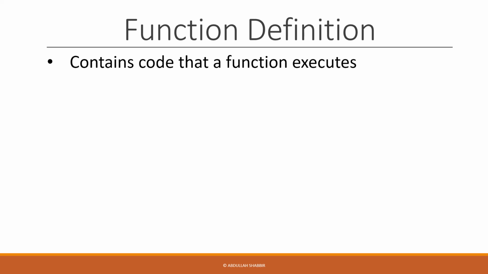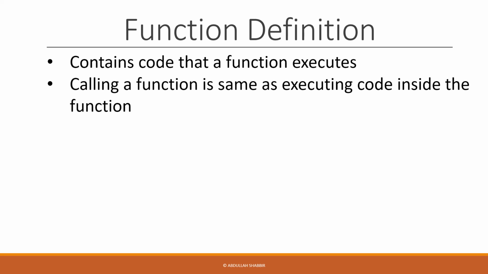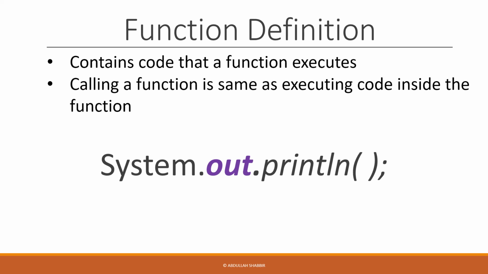When you call a function like say system.out.println, it is equivalent to executing all the code in the definition of println. So when you call println over and over again, all these calls will refer to the same one function definition. Java will see a call like this and then look to the definition to execute the code inside of this function. Just imagine if we had to write the code for printing a message over and over again.